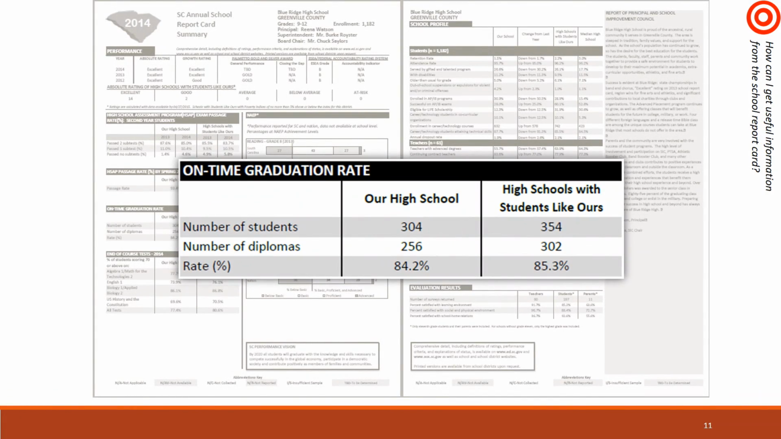The next section talks about the on-time graduation rate, and that's exactly what it sounds like. Students who graduated within 4 years of starting high school. And again, it compares schools with students like ours to us, and you can take a look at those numbers and see how we're doing.